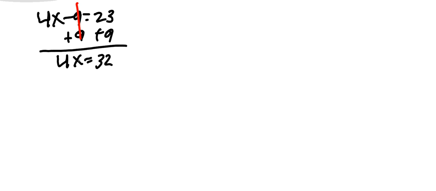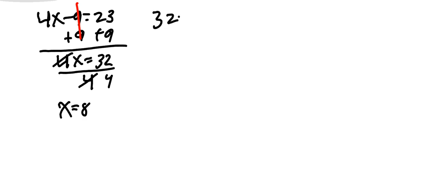Now, since we're multiplying by x, let's divide. We might as well do it all in one. These 4's are going to cancel, and then we're going to have 32 over 4. 32 over 4 is 8, so that means x is equal to 8 in this one. That's because 32 minus 9 is equal to 23. So it checks out.